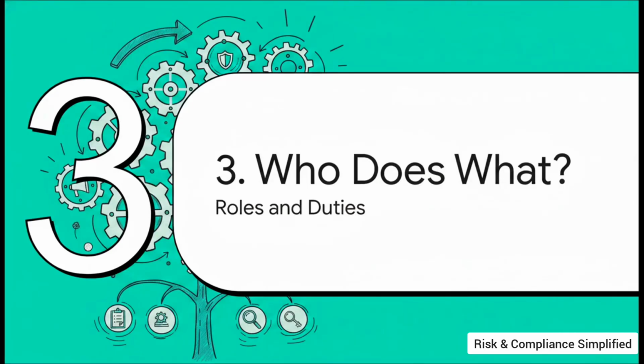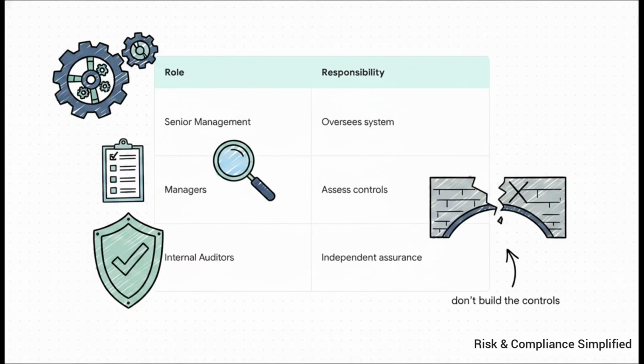Section 3, who does what? We've got to clearly separate these duties, because your exam will definitely test your understanding of who stands where. Senior management oversees the whole system. They're the ones establishing and administering the control framework. Then the operational managers on the ground assess the controls within their daily responsibilities. But, and here is the crucial distinction for test day, internal auditors do not build the controls. Internal auditors simply provide the independent, objective assurance to make sure those controls actually work the way they're supposed to.